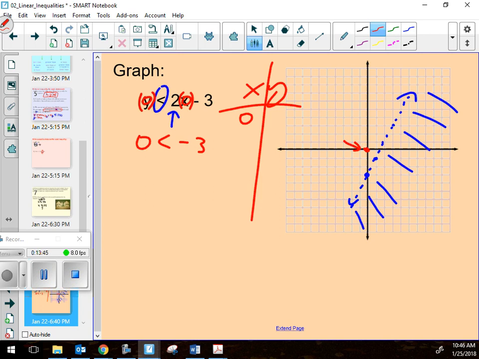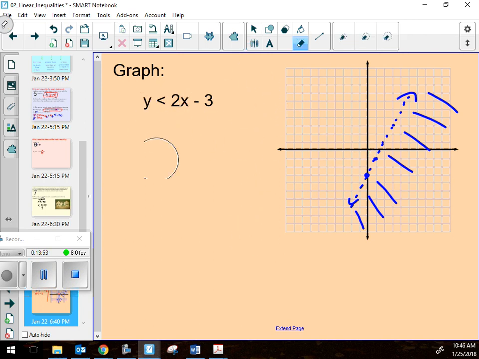We weren't shading there. It's actually probably going to make more sense to you if we take a spot that is in the shaded region and make sure it does work. So let's say here's a spot at 4, 0, 4, 0. I'd like you to put in the 4 and the 0 and make sure that it works. Make sure it actually works in the equation.